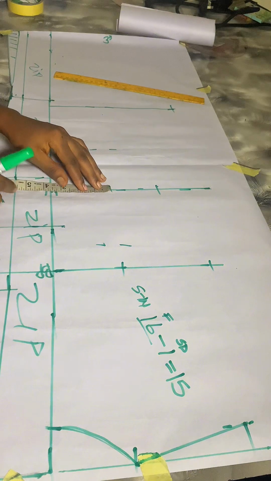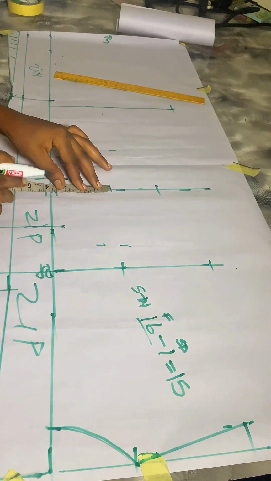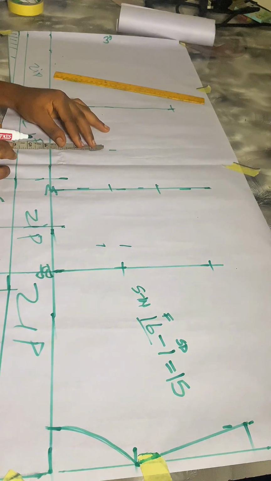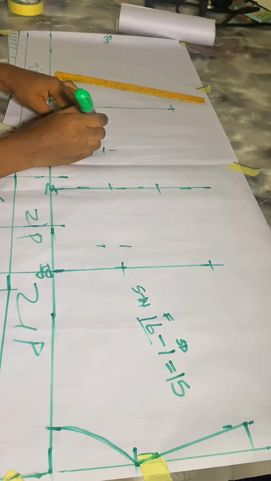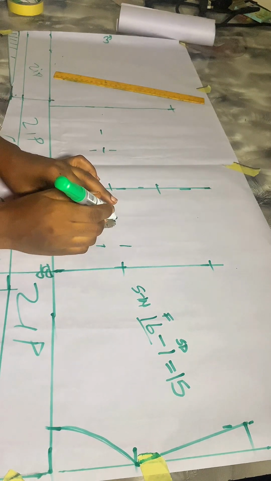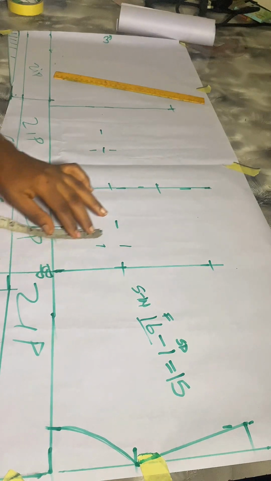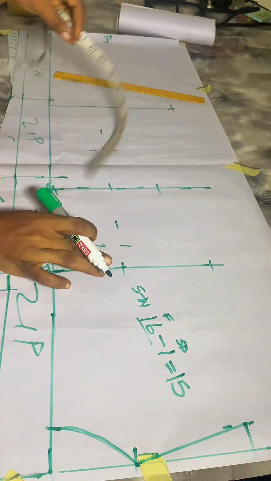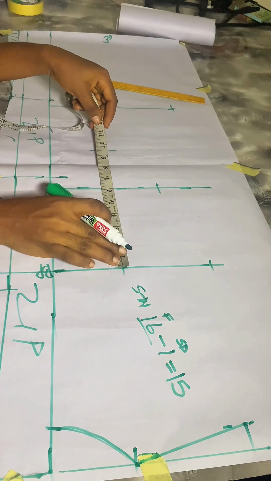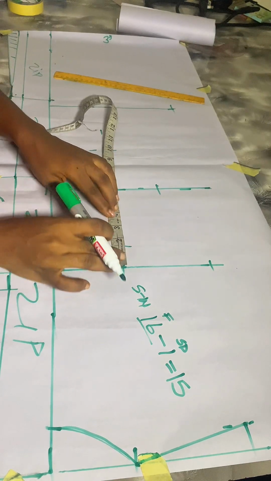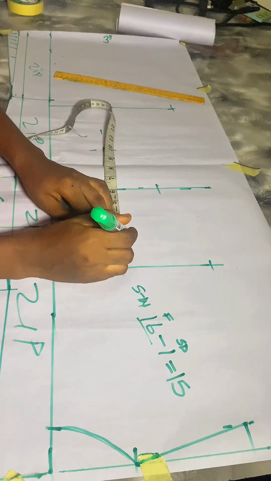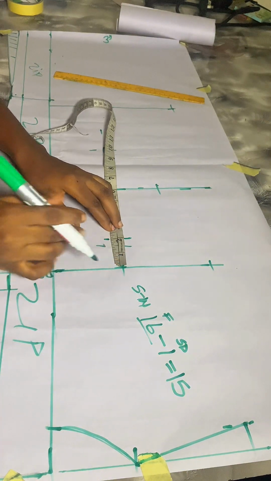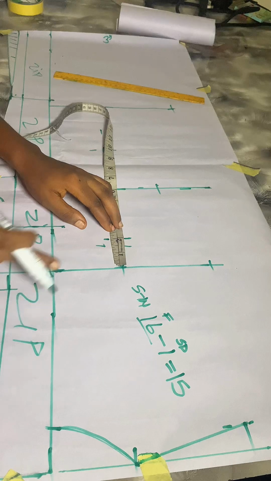And then you're going to mark your nipple to nipple here. You mark your nipple to nipple, which is 3.5, 3.5, and you come down. You come down by 2 inches from the bust point.